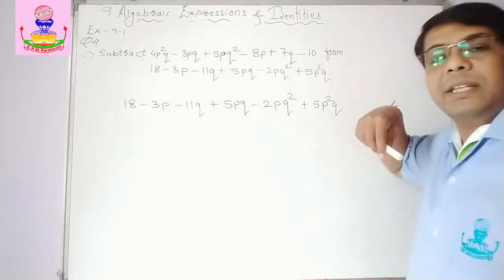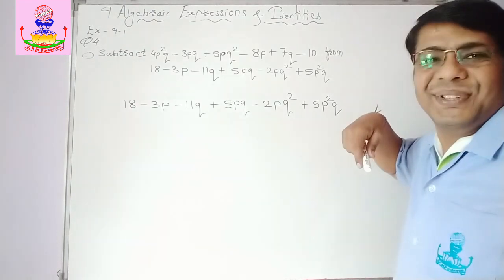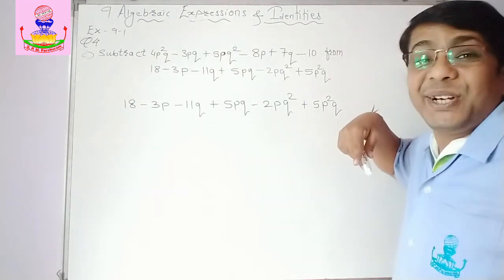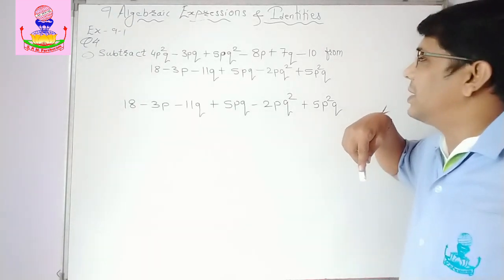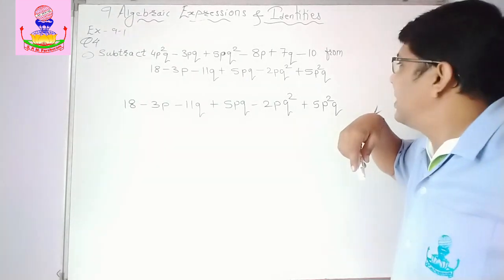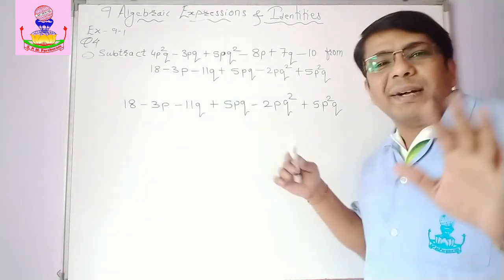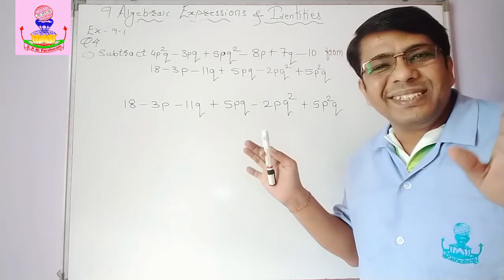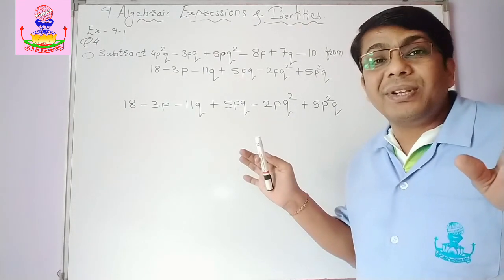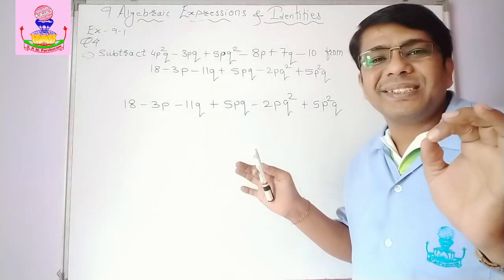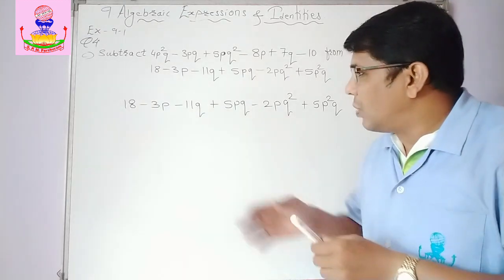So now subtract 4p square q minus 3pq plus 5pq square minus 8p plus 7q minus 10 from 18 minus 3p minus 11q plus 5pq minus 2pq square plus 5p square q. My God, don't get scared after seeing an example. Do you get it? Don't get confused. Believe in your basics and follow them correctly.